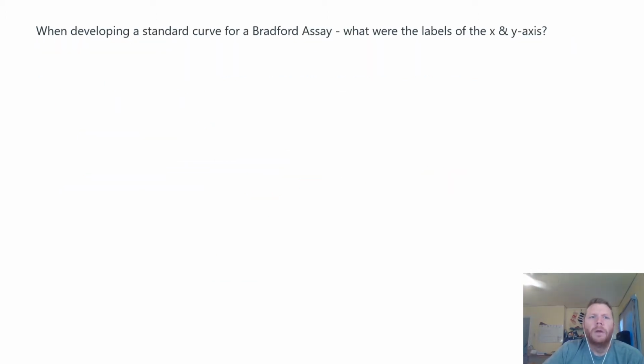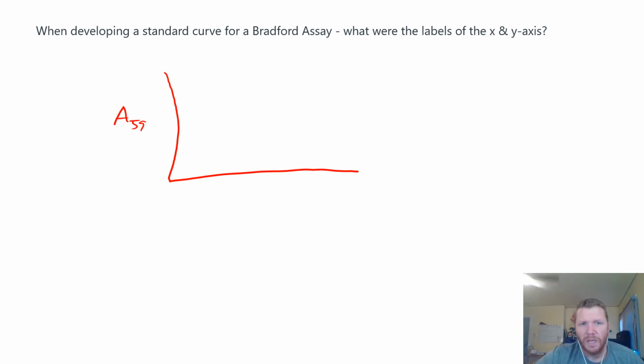Okay. Now, question number two. When developing a standard curve for a Bradford assay, what were the labels of your X and Y axis? Now, I think I was fairly generous on the awarding of credit here. What I was looking for was A595 for your y-axis, and then either protein amount or protein, and I'm just going to put this in brackets to indicate this, protein concentration.